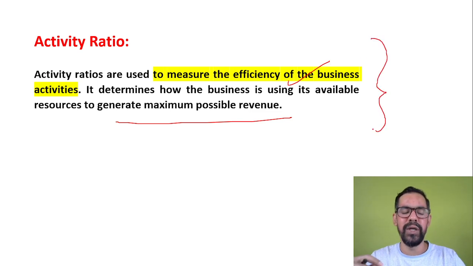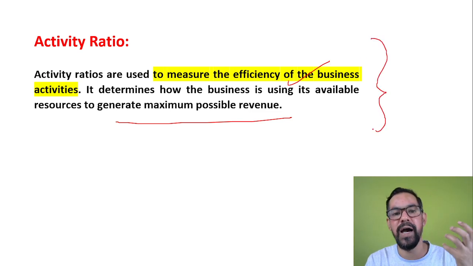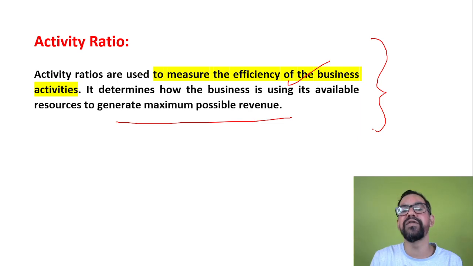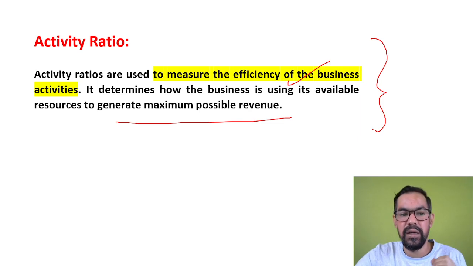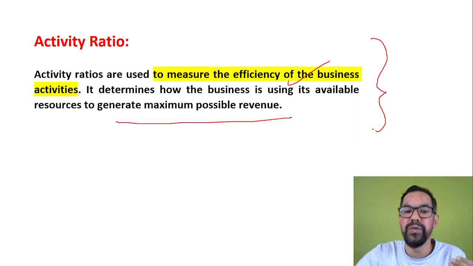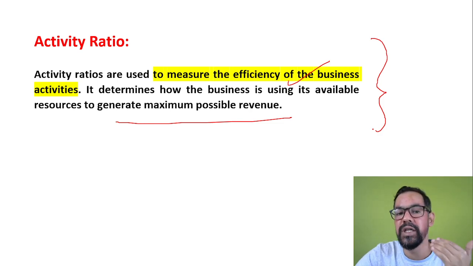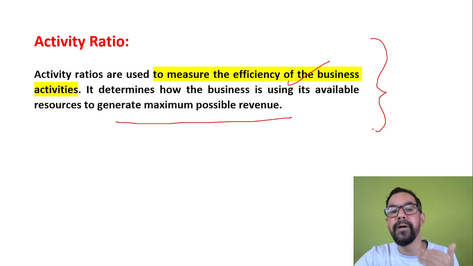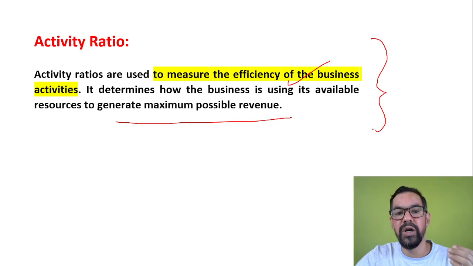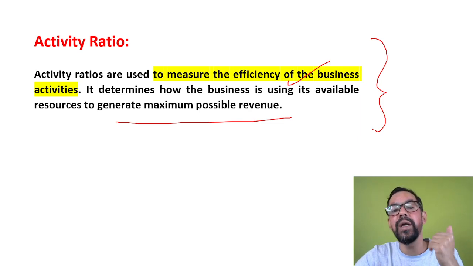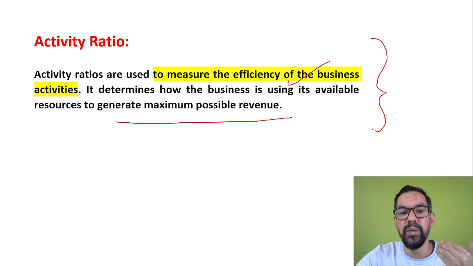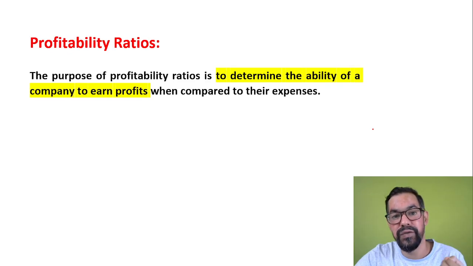Okay, so let's say you have manpower and machinery. How effectively or efficiently are you using these particular assets? That is generally calculated on the basis of the activity ratio. With the help of these ratios, being a businessman or the owner of a company or firm, you can improve the overall efficiency of your assets.